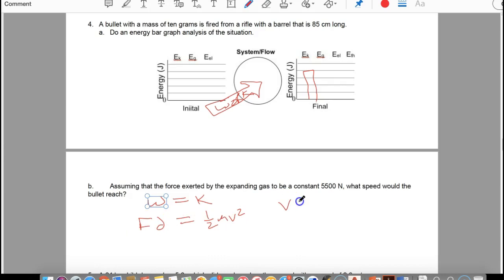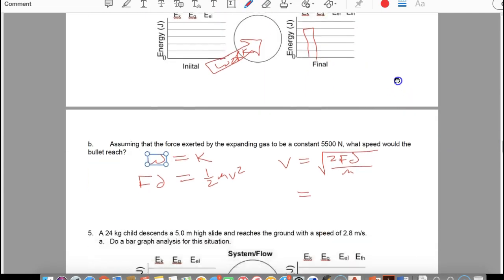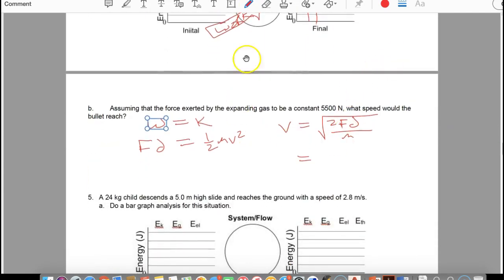And so velocity is going to be equal to the square root of 2 times the force times the distance, all divided by the mass of the bullet. We'll go ahead and move this down a little bit.